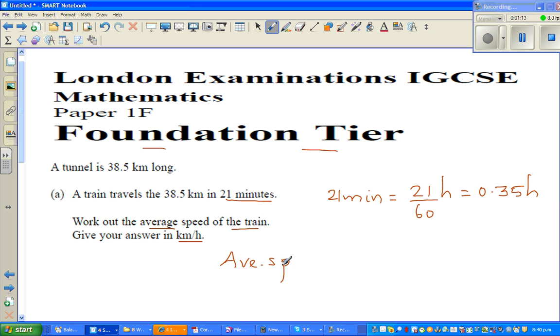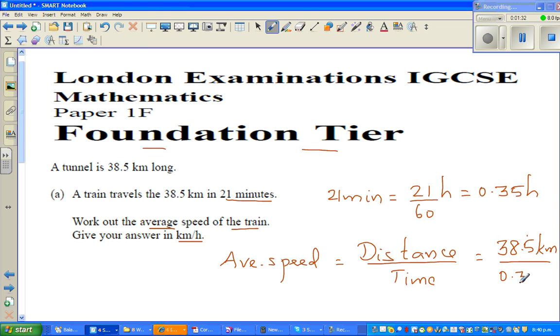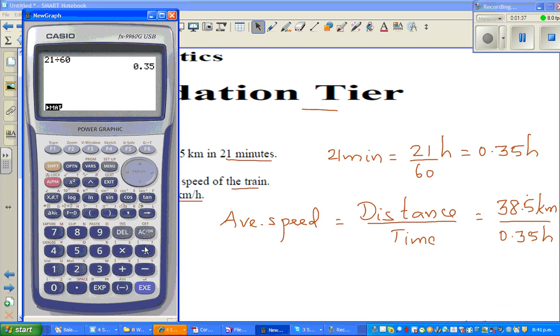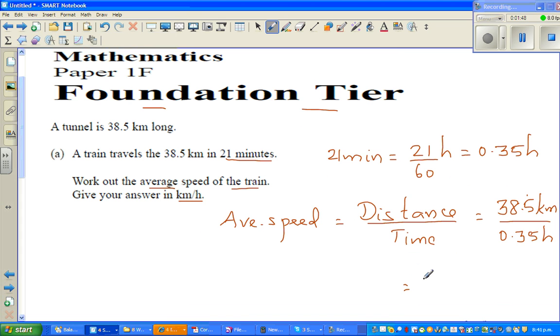So if you want to write the average speed, speed is distance over time. Now distance is in kilometers, that is 38.5 kilometers. It's good to write the unit, over 0.35 hours. Okay, so again I need a calculator. 38.5 divided by 0.35 is 110 kilometers per hour. So this is 110 kilometers per hour.